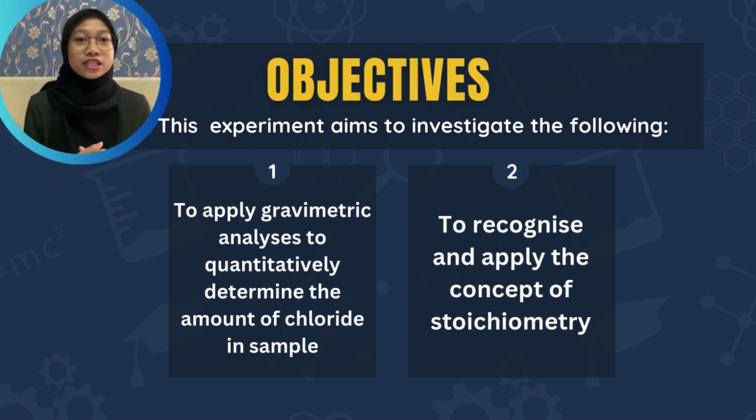So, the objectives for this experiment are, number 1, to apply a gravimetric analysis to quantitatively determine the amount of chloride in a sample, and number 2, to recognize and apply the concept of stoichiometry.